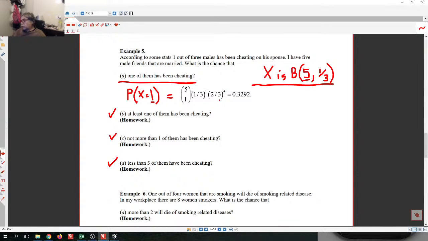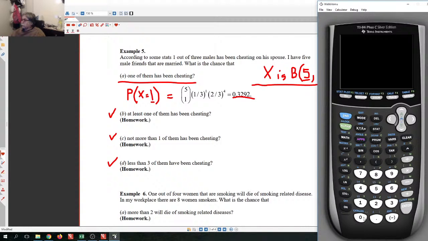And this is going to be 4th power 1/3. So 4 power 2 is 16, 4 power 3 is 81. You can calculate it manually, but you can also use your calculator. I'm ending up with approximately 33%. And again, you can just simply check with your calculator.